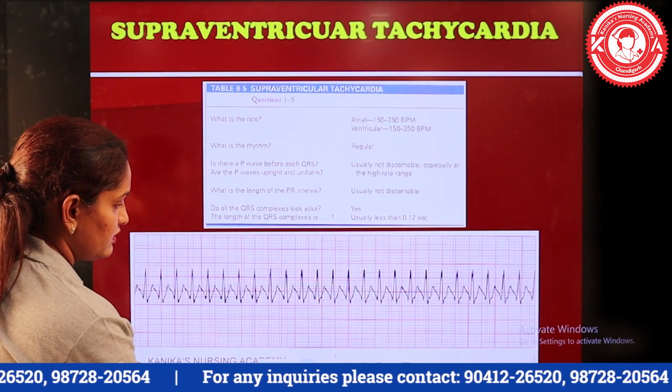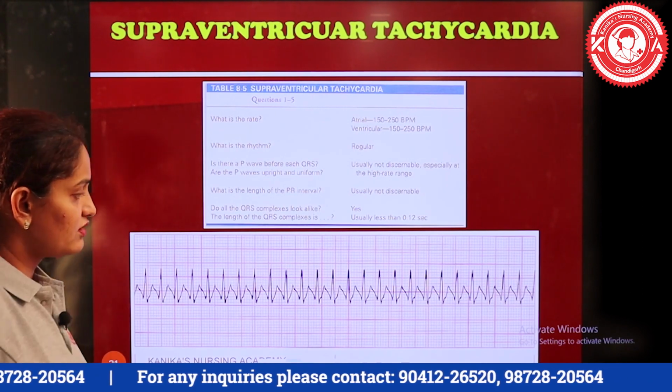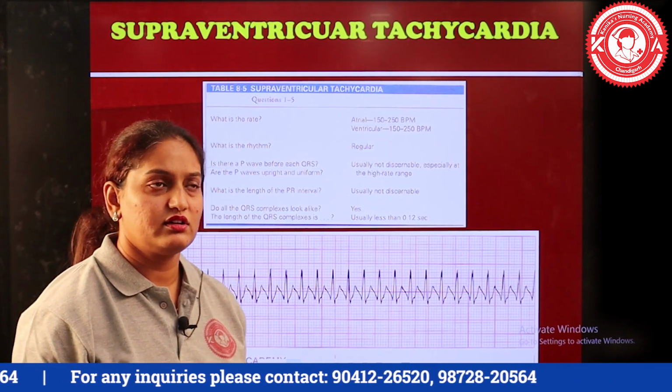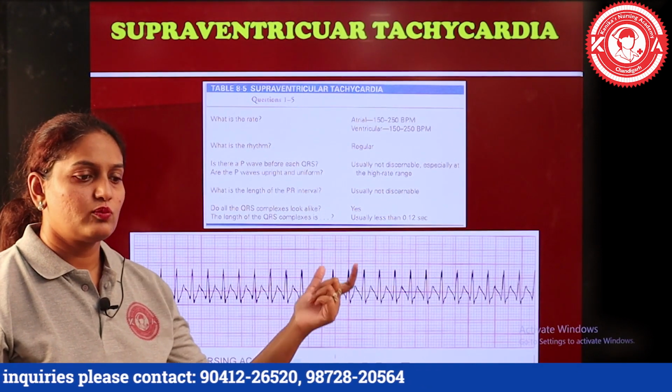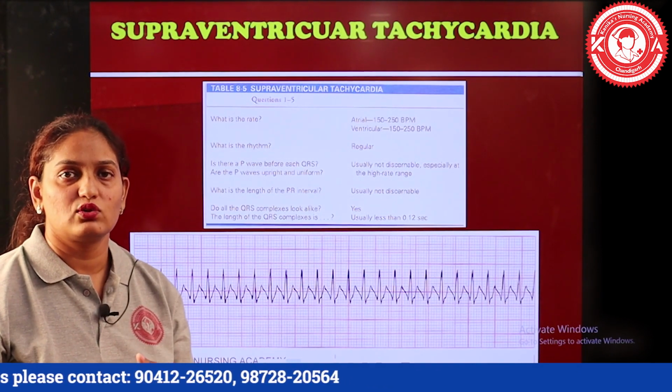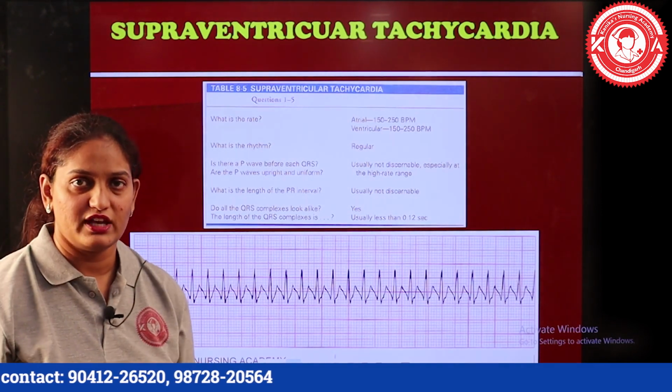Then the third type of dysrhythmia in atrial dysrhythmias is PSVT or supraventricular tachycardia. इसको हम बोलते हैं paroxysmal supraventricular tachycardia, means episodes of SVT.